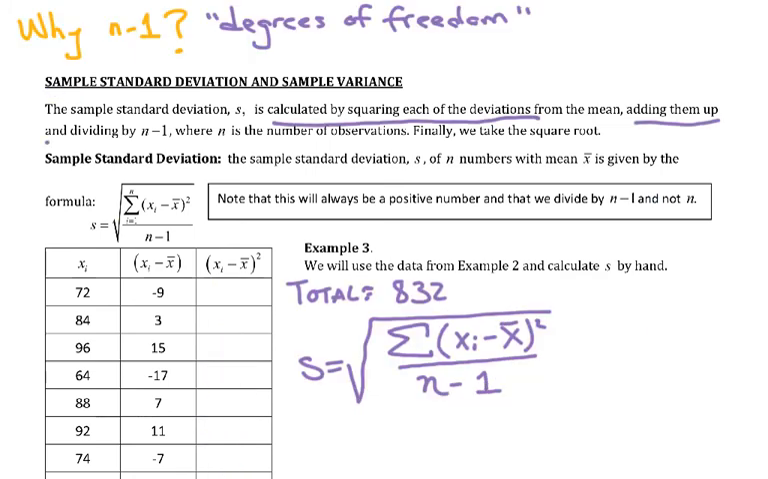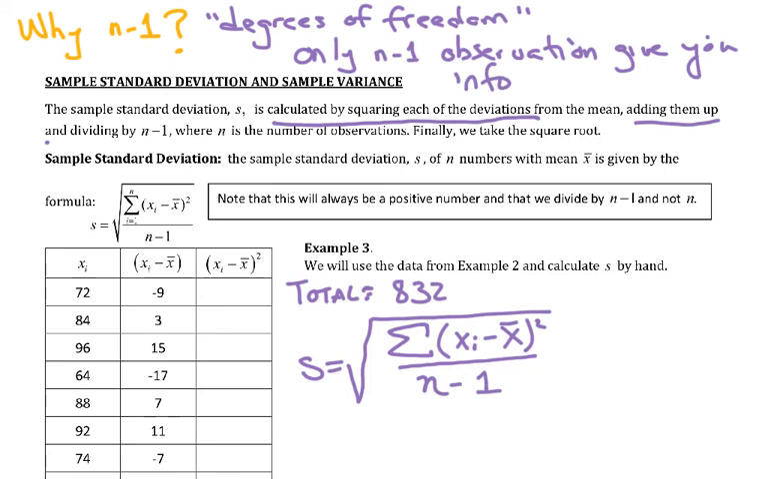Also, it's because we've calculated the mean, and it's a very complicated thing. I like to think of it that way, that only n minus 1 observations really give you information. You get the last one for free. Now, you don't have to understand that. All you have to do is use the formula correctly.